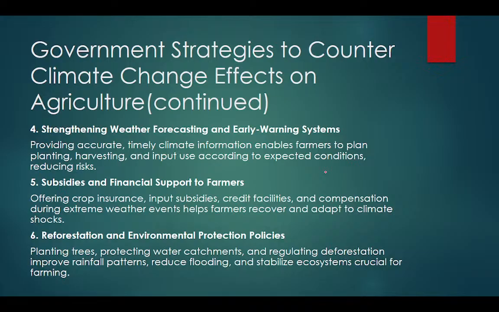Sixth is reforestation and environmental protection policies. Planting trees, protecting water catchments, and regulating deforestation improve rainfall patterns. It also reduces flooding and stabilizes ecosystems, which are crucial for farming. We have seen situations where, we know that for the economy to grow, we first need to put the foundations in place. That is the infrastructure that goes with it.